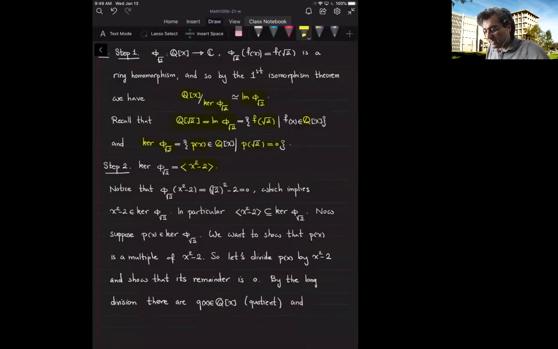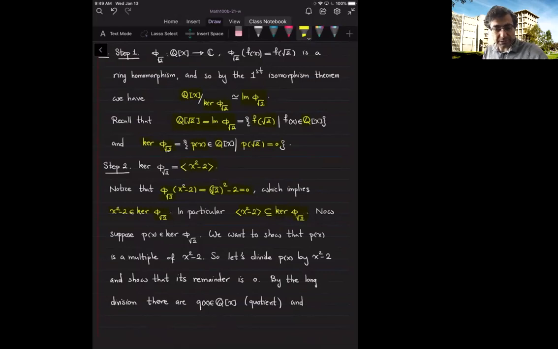In fact, when we plug it in, we get root 2 squared minus 2, and root 2, the way that it's defined, is a number whose square is 2. So therefore, we end up getting 0, and that means that root 2 is indeed a 0 of x squared minus 2. That means x squared minus 2 is an element of the kernel of the evaluation at root 2. And therefore, the ideal of multiples of x squared minus 2, or the ideal generated by x squared minus 2, is a subset of the kernel. Okay, so far we showed one direction of this inclusion.